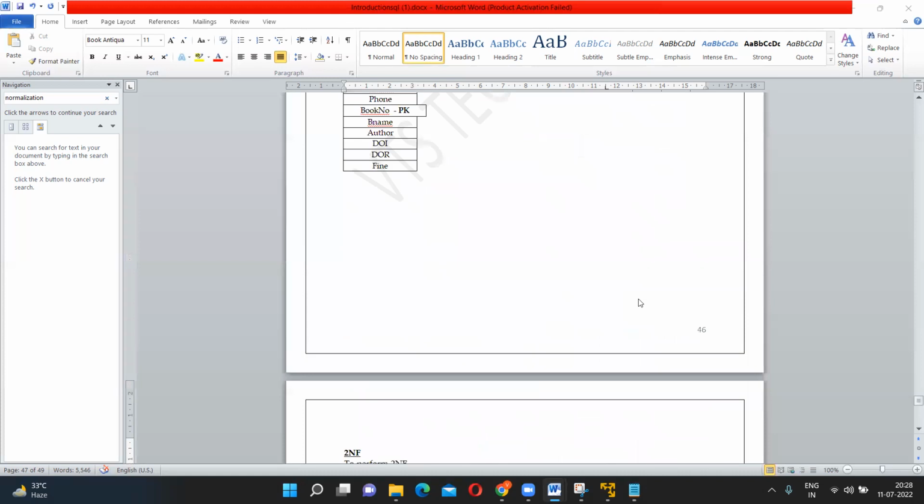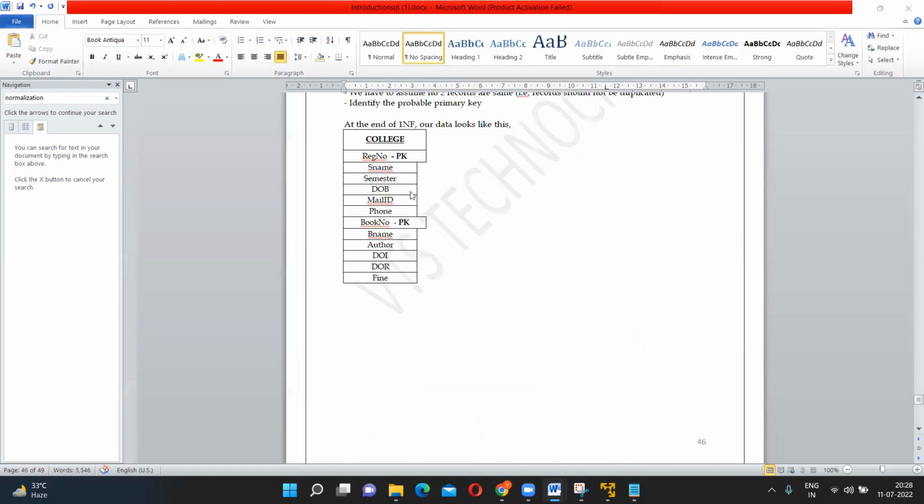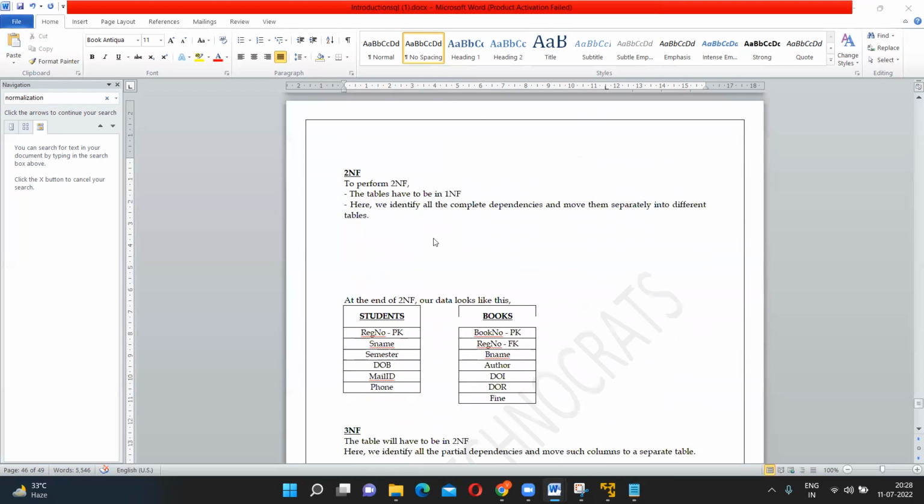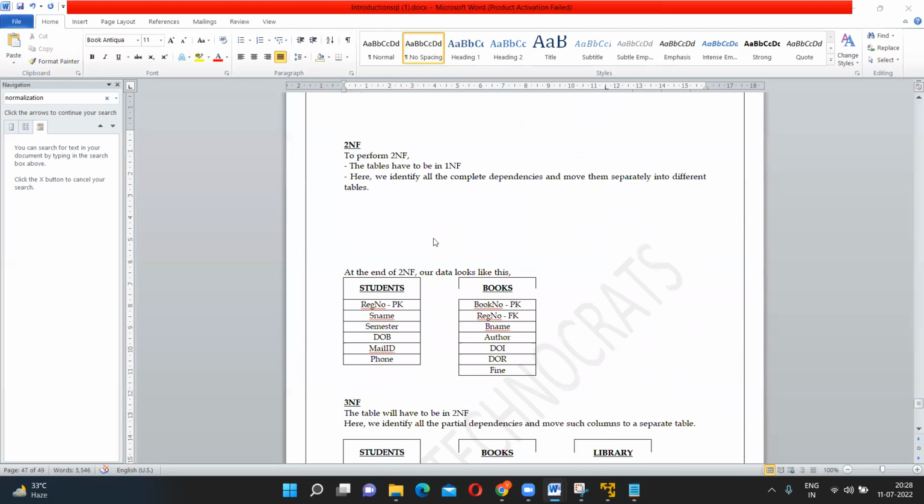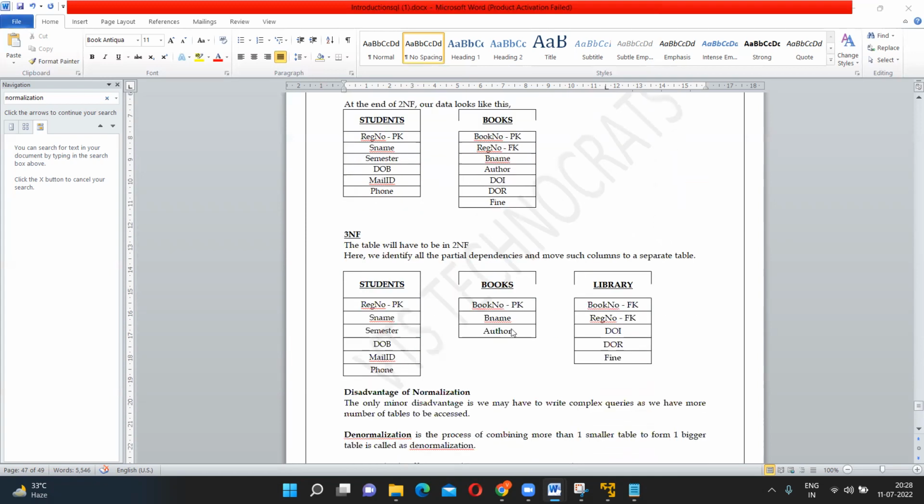First normal form, everything should be in one table. We'll identify the primary key column. Second normal form, table must be in first normal form. That means data should be unique and identify the probable primary key and move the table into a separate table wherever there's a complete dependency. Third normal form, the table must be in second normal form. And wherever there is a partial dependency, we'll split the table there. Suppose student and book is completely dependent on each other and they are partially dependent on library. So we have again split the table into a library table.